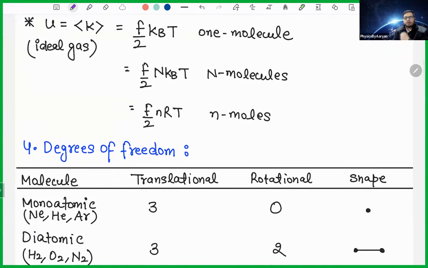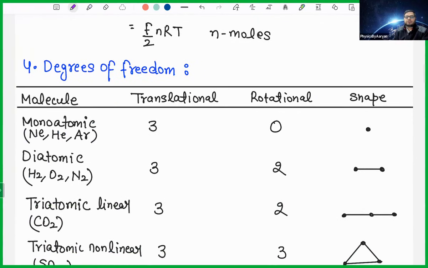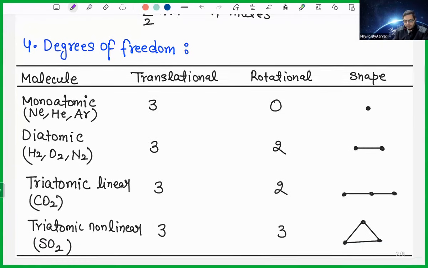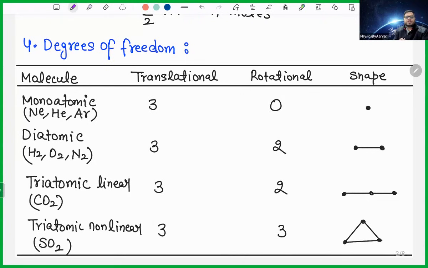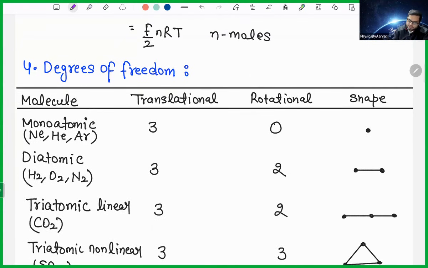So the question here comes: how do we find degrees of freedom? Degrees of freedom is different for different gases. If it's a monoatomic gas, diatomic gas, triatomic gas, then for all the different gases we have different degrees of freedom. If we have monoatomic gas, for example neon, helium, argon, just one atom, in this you have translational but no rotation, because a point particle can go in x-axis, y-axis, z-axis, but it cannot rotate. Point cannot rotate.